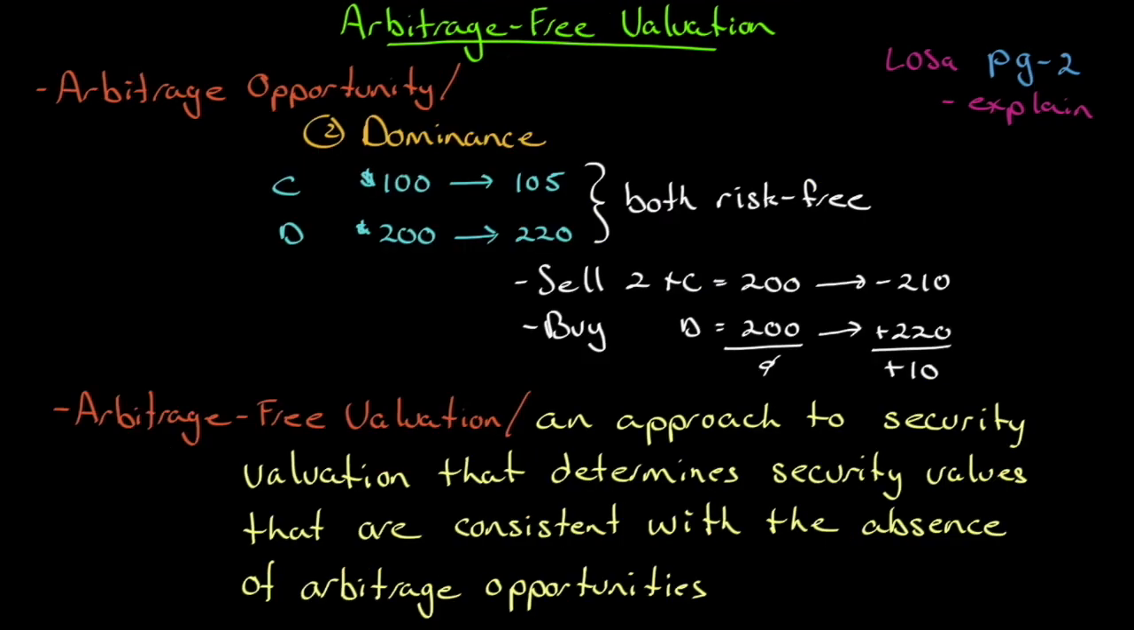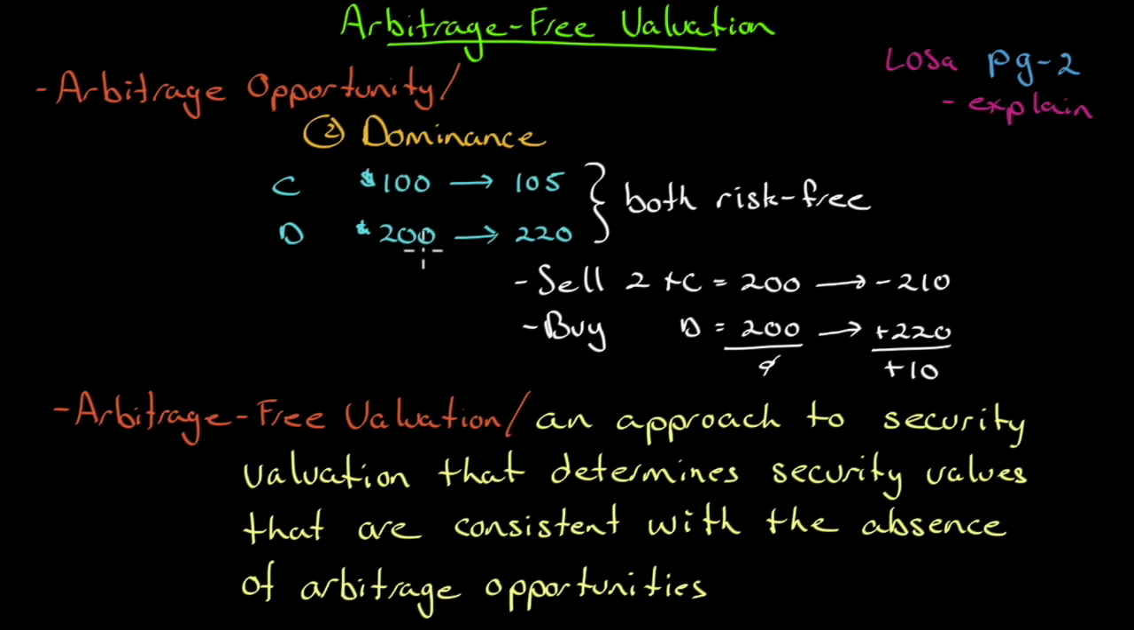The second type of arbitrage opportunity is something called dominance. Let's take asset C and asset D. Both are risk-free, same issuer. Let's call them sovereign bonds. This one we pay 100, matures at 105. This one we pay 200, but it'll mature at 220. So which one is low, which one is high? Clearly the 200 returns more. It returns 220 than the 100.